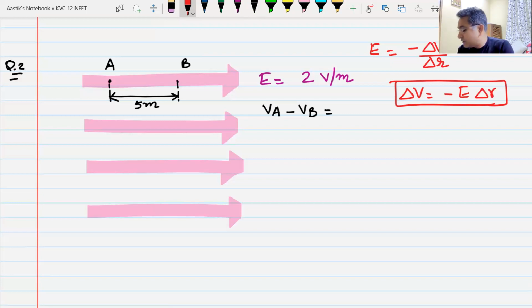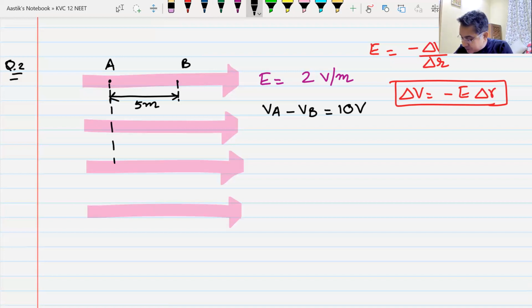What is the potential difference between A and B? And the answer is 10. 10, sir. Everyone got this? 10 volts. Can I have a raised hand from everyone?